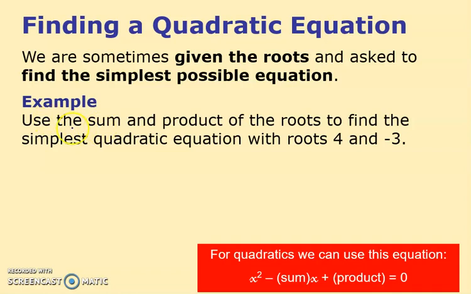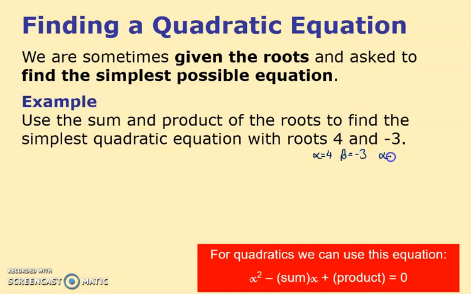So if you use the sum and the product of the roots to find the simplest quadratic equation. Notice I'm not meant to just factorise it and multiply out the brackets. So there's an easier way of doing it. So this is alpha equals 4 and beta equals minus 3.